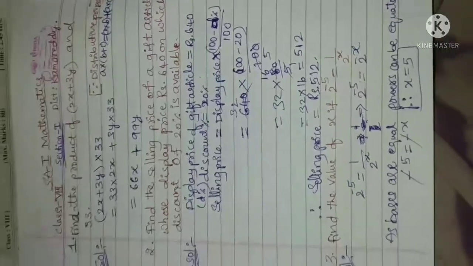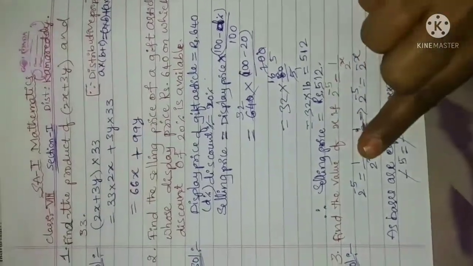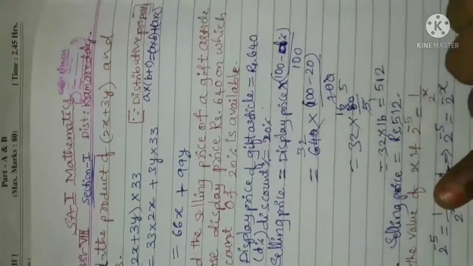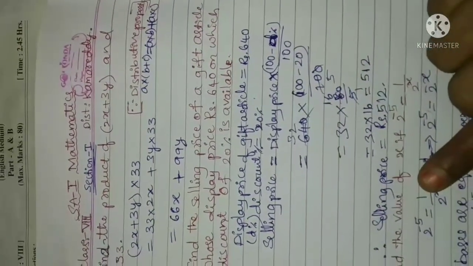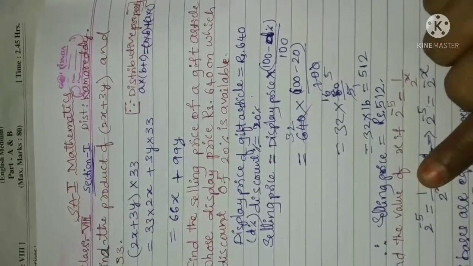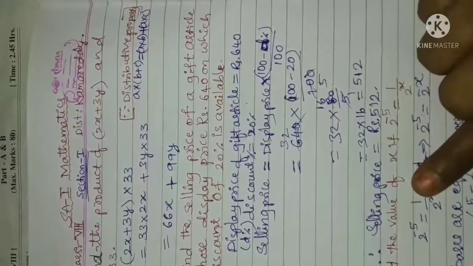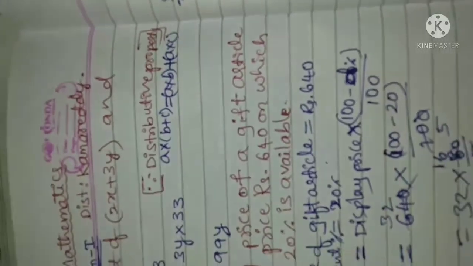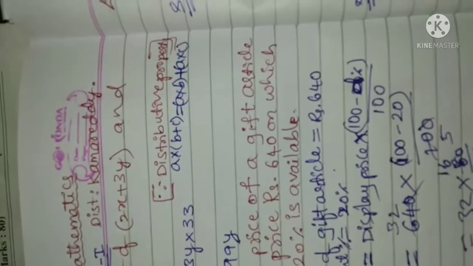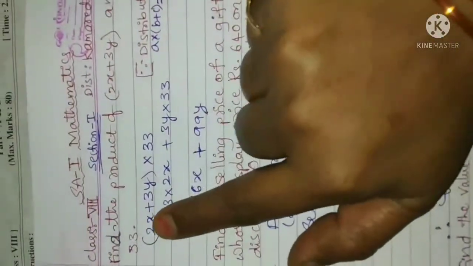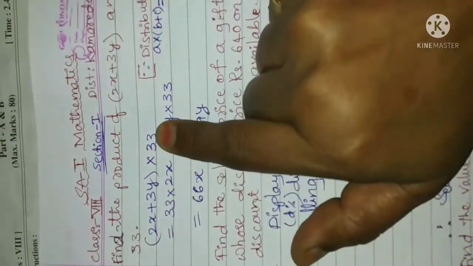So for that, first we will write it as 2x plus 3y into 33. Then it is like distributive law or distributive property, which is a into b plus c is equal to a into b plus a into c. In the same way, here also 2x plus 3y into 33.